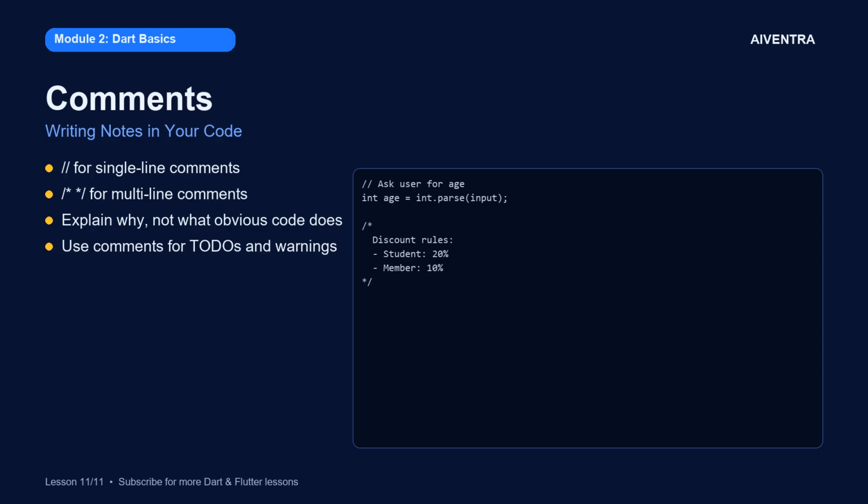Key point 3. Explain why, not what obvious code does. This is important because it helps you write clean, predictable Dart code and avoid common beginner mistakes.